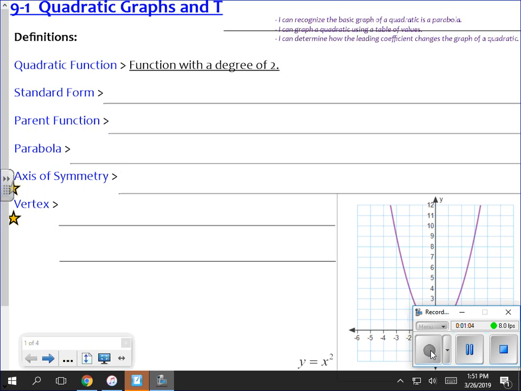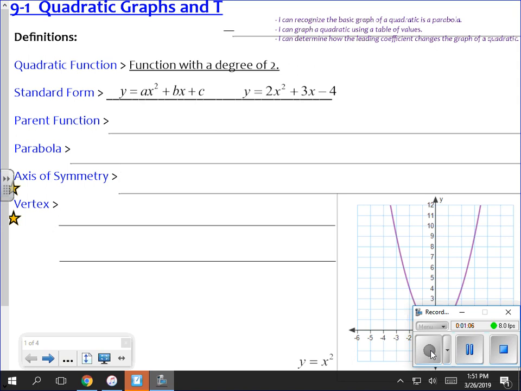Standard form. So standard form is y equals ax squared plus bx plus c. A, B, and C are numbers. Okay. A can't be 0, but the other two can. Why can't A be 0? Because if it's 0, then we don't have any x squared, so that's not a quadratic anymore. Good question. That's standard form. An example is y equals 2x squared plus 3x minus 4.